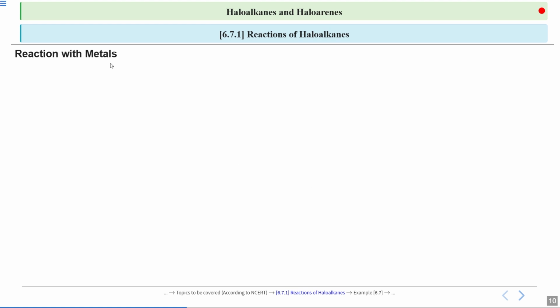It was so easy. Okay, now let's talk about the reactions with metals. Reaction with magnesium. In the metals, we will talk about magnesium. So the reaction with magnesium is actually the reaction involving the formation of Grignard reagent. You have heard this name, Grignard reagent, a lot. Okay, let's see what it is.